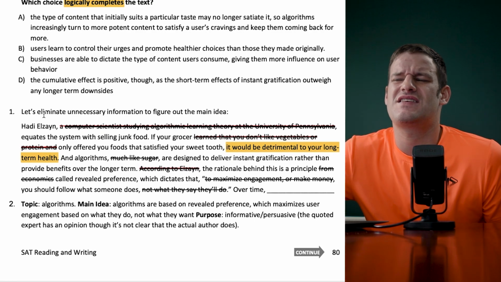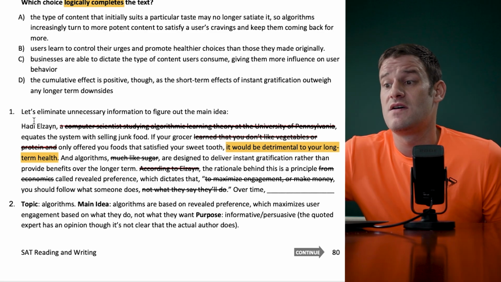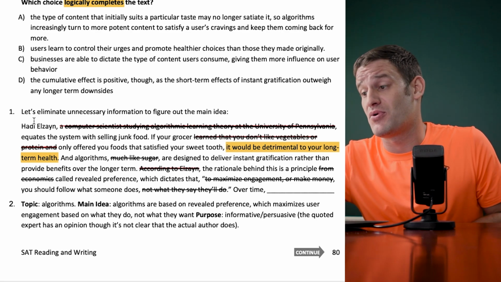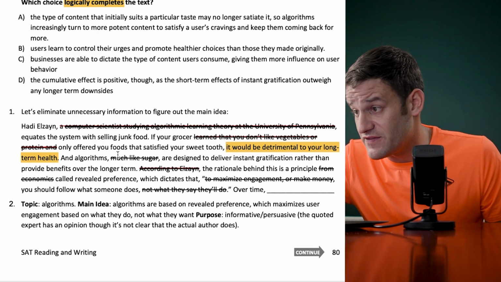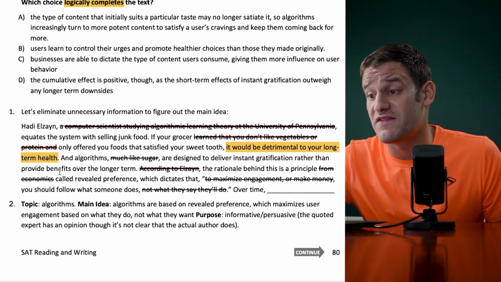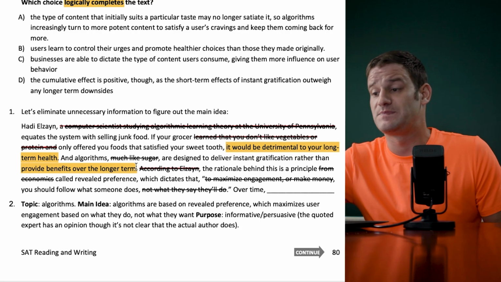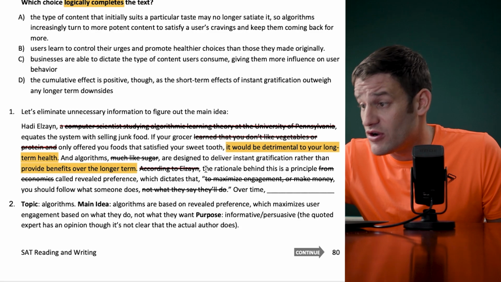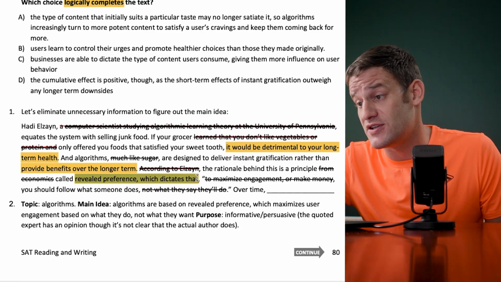Also notice, though, it's not the author necessarily. It is the person that the author is quoting. Sometimes that might be an important distinction, but let's keep reading on. Algorithms are designed to deliver instant gratification rather than provide benefits over the long term. Okay, once again, arguing about negative effects of algorithms. And then we get this part about the rationale behind this principle is revealed preference, which dictates you should follow what somebody does, not what they'll say they do.